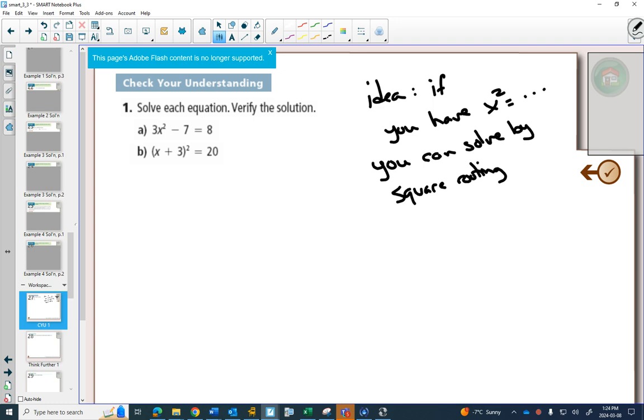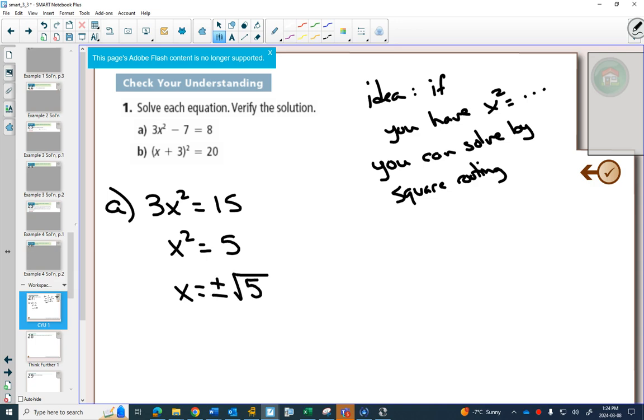So in this first one, I have x squared. First of all, I want to get that x squared by itself. So I'm going to add the 7 to both sides, divide both sides by 3, until I get the x squared by itself. Because that's the idea. If you have x squared by itself, you could solve for x by square rooting both sides. So I get plus or minus the square root of 5. And it can be positive or negative, because if you square something, it's always going to give you a positive answer in here.